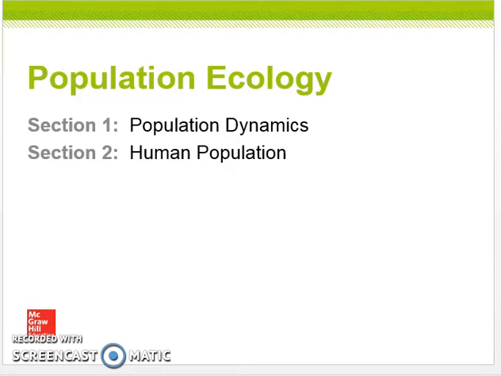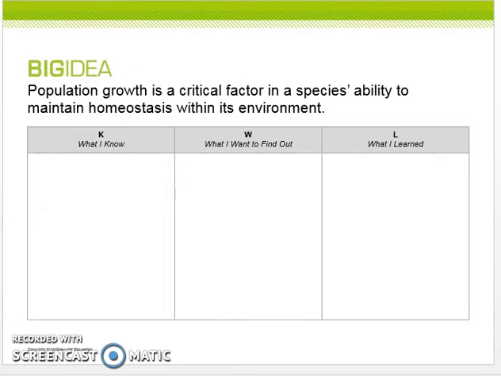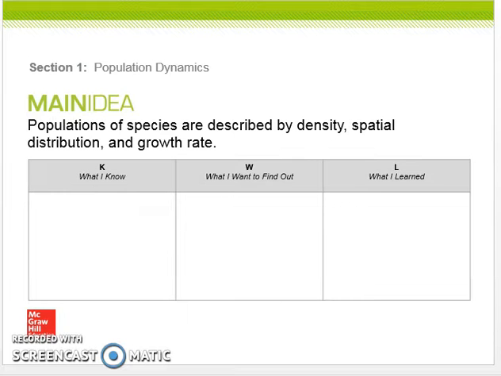So here we are, biology students, in Chapter 4, and it's Population Ecology. And there's two sections we'll be discussing. Big idea for the chapter: population growth is a critical factor in a species' ability to maintain homeostasis within its environment. Section 1, Population Dynamics.